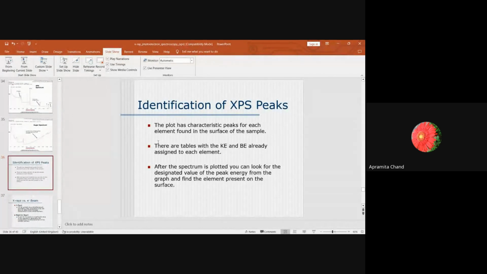Now, how do we find out which XPS peaks are for which element? The plot will have characteristic peaks for each element found on the surface of the sample, and we already have pre-assigned tables with kinetic energy and binding energy for each element. So once we get the plot, seeing the position of the binding energy and looking at the kinetic energy, we can find out which element it is and at what position. You can look for the designated value of the peak energy from the graph, and find the element that is present on the surface.